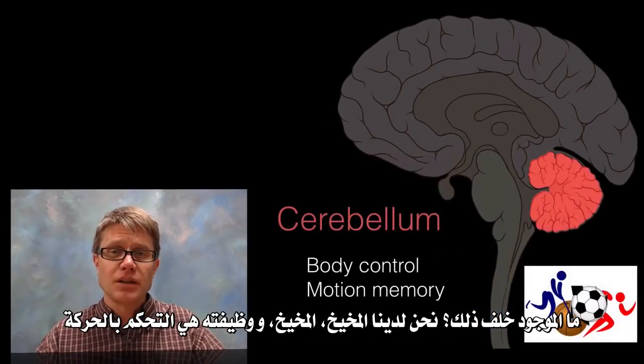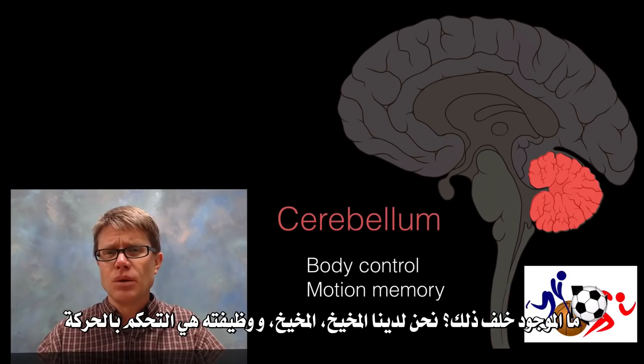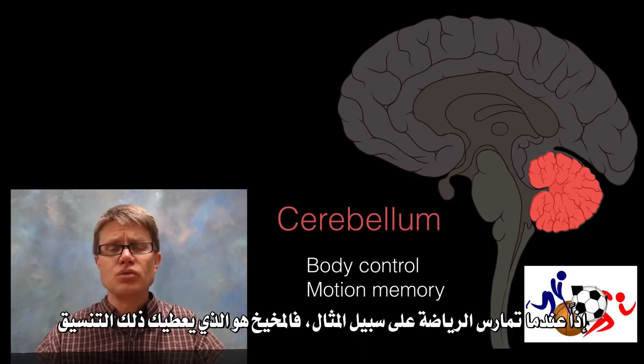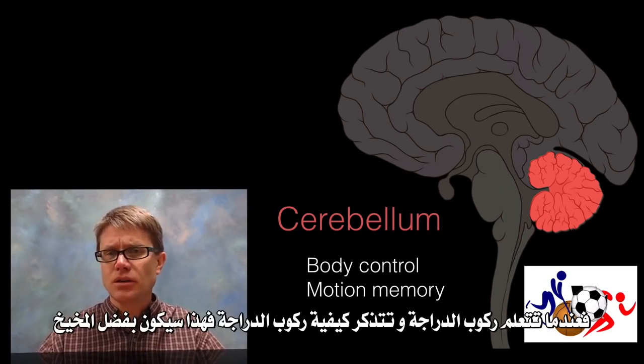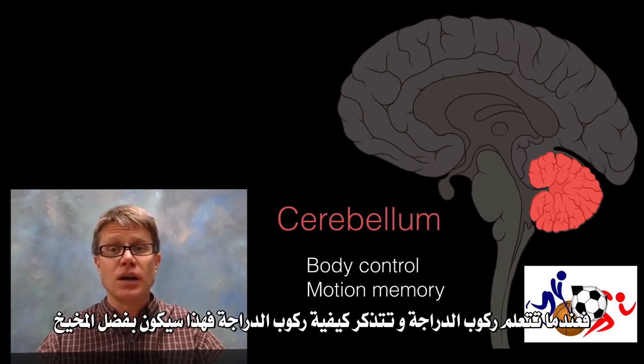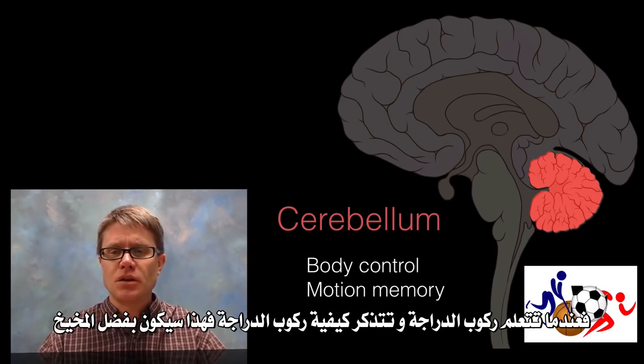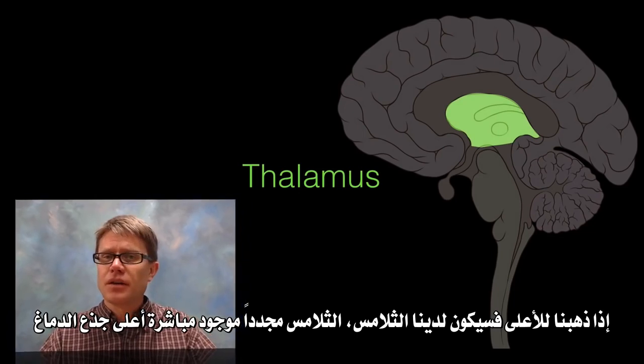What's behind that? We have the cerebellum. The cerebellum, and the function of that is motor control. So as you do sports, for example, it's the cerebellum that's giving you that coordination. And it also gives you motor memory. So as you learn to ride a bicycle and you remember how to ride a bicycle, that's going to be thanks to your cerebellum.